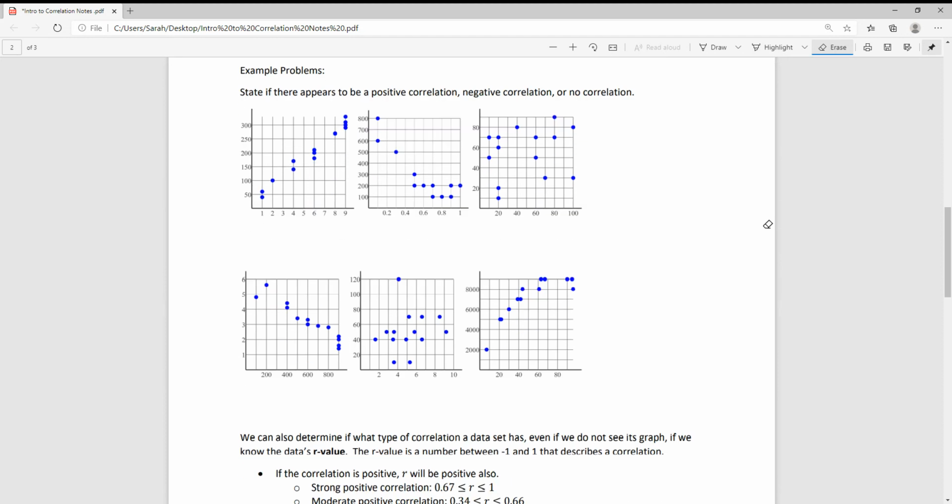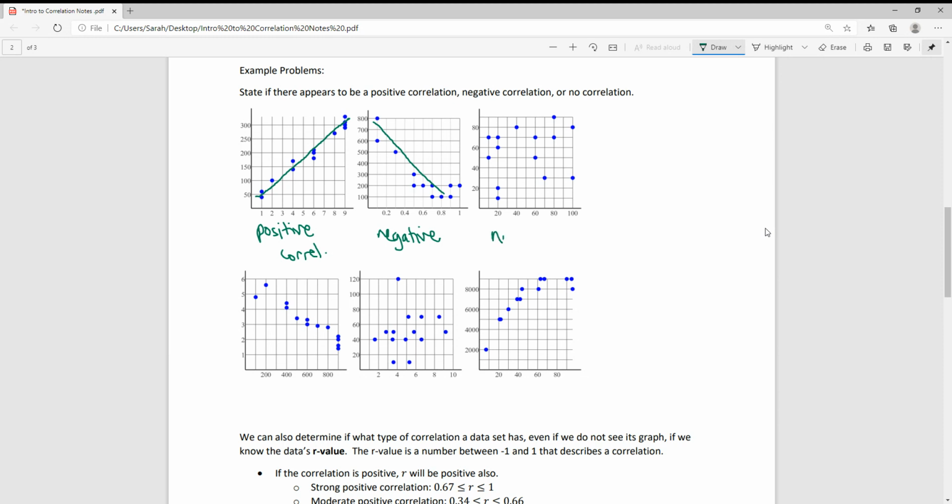So let's try a few of these out. We're not going to worry too much about moderate, strong, and weak right now. We're just going to worry about positive, negative, or none. So we're going to look at each of these and see if there's a positive correlation, negative correlation, or no correlation. This first one would be a positive correlation. If you imagine the line that would best fit those points, that line would have a positive slope. It'd be probably somewhere around there. The next one would be a negative correlation. Those points are going down as we go to the right. Something like that. With this next one, it's pretty hard to tell where a good line would be. So since it's hard to tell where the best line of fit would be, this one is a no correlation.